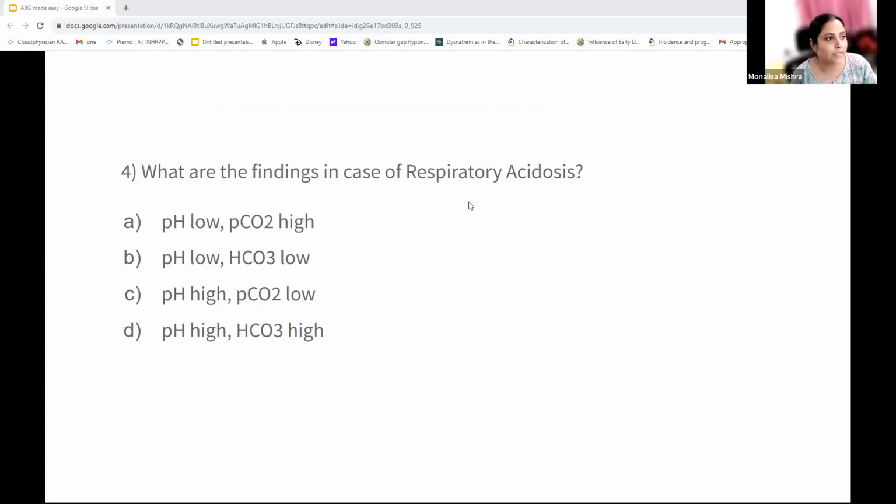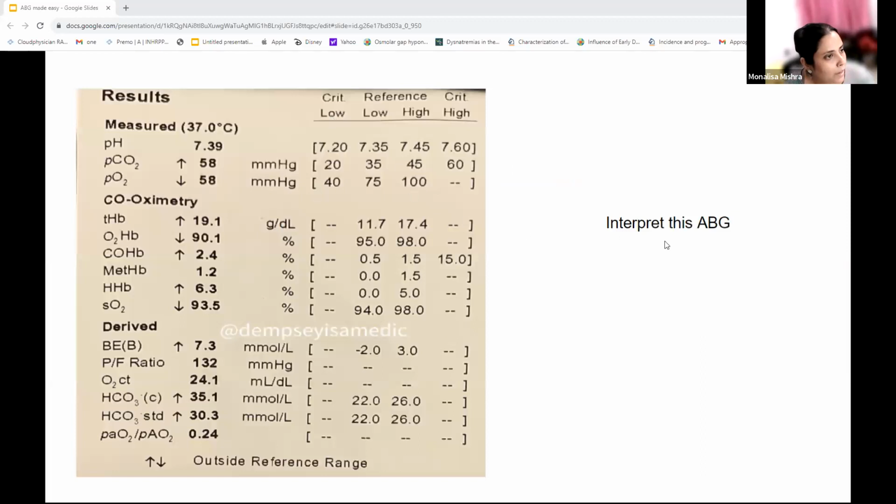What are the findings of a respiratory acidosis? Okay, very good. So I think most of you are getting this one right. So acidosis means pH will be low, and respiratory acidosis means CO2 will be high. So the answer is A. Very good. Okay. So interpret this ABG.